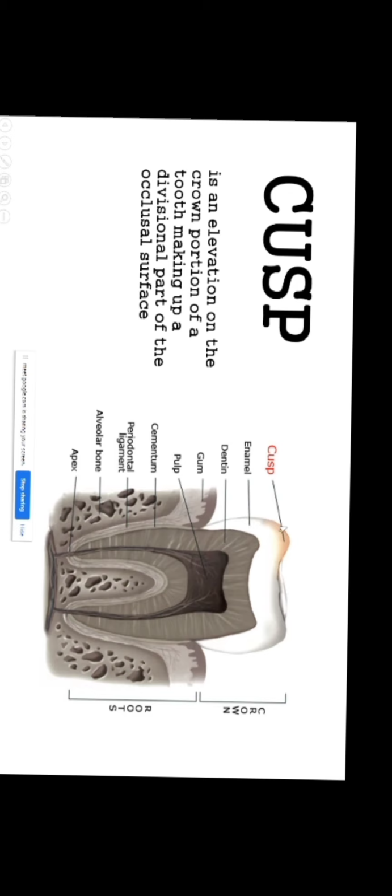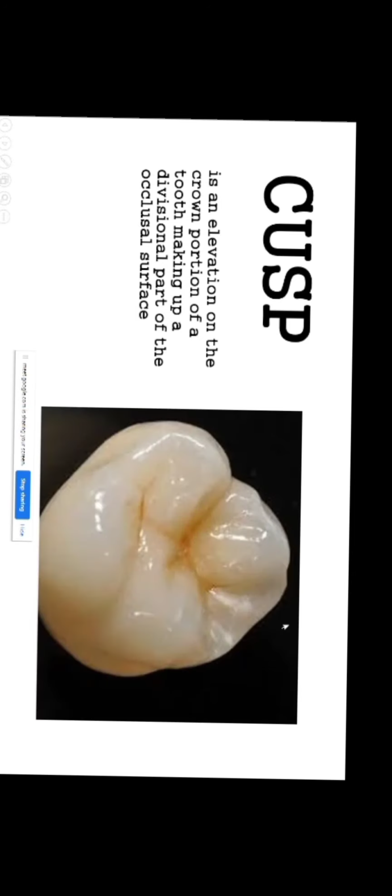On the crown, you have a convexity. This is a cusp. On this part, this is also a cusp. The blue ones, these are cusps. This is one cusp. This is another cusp. This is another cusp. There are cusps, making up a divisional part of the occlusal surface.